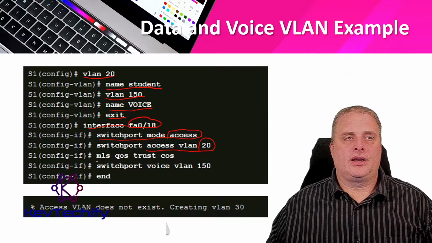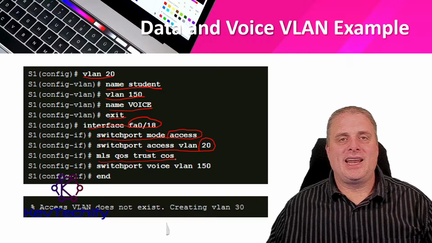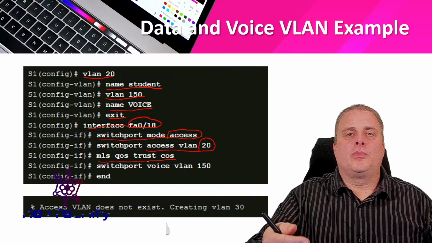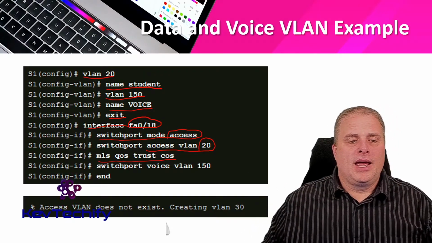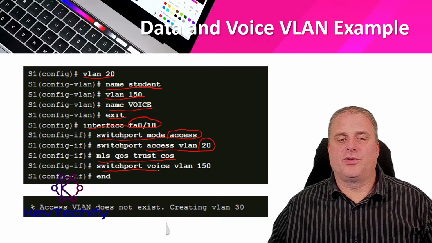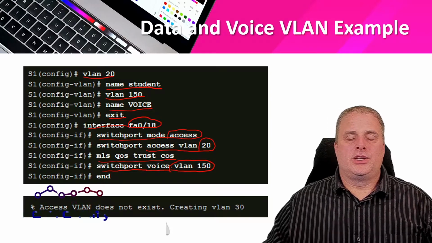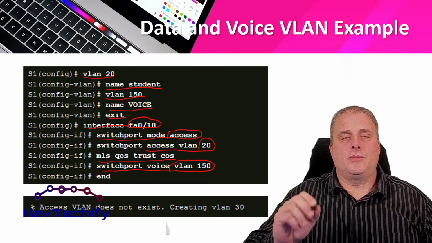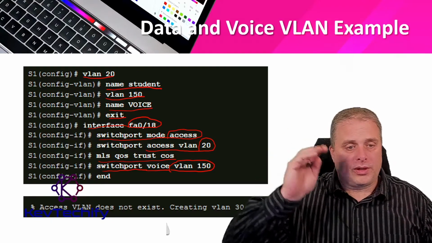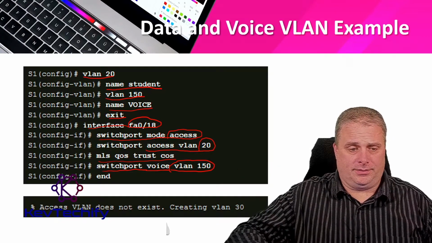Then we enter our quality of service. What this quality of service is doing is setting up priority for our voice traffic. And then we come in here with switchport, and instead of setting the mode, we say voice traffic. We're going to send that to VLAN 150, and it sets that up to send that out. If you already set up VLAN 150, it's going to go ahead and assign the port to the voice VLAN.